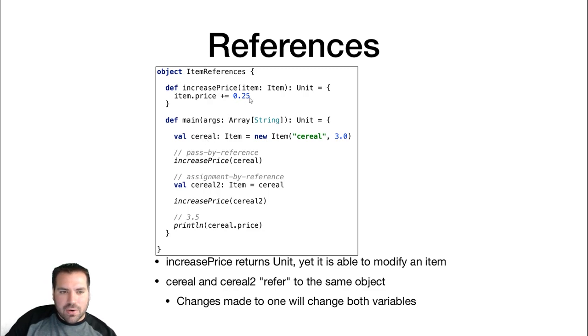So we get that plus a quarter again. Twice this cereal object was increased by a quarter. So when we print out the price, the price of cereal is now $3.50 because its price was increased twice. Even though only once was the variable cereal actually given to increasePrice, its reference was still given to increasePrice through cereal2. So one way to look at this is that only one item was ever created.